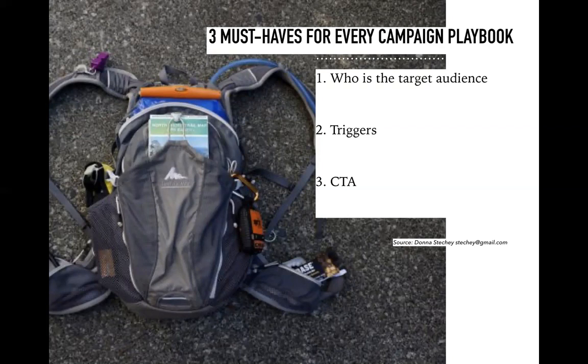And then finally are the calls to action. What are the gated assets that you need your sellers to drive traffic to? What is the URL, the vanity URL for the actual journey for the campaign that you want them to send their clients to? I know that this has been a very quick run through of the campaign playbook.